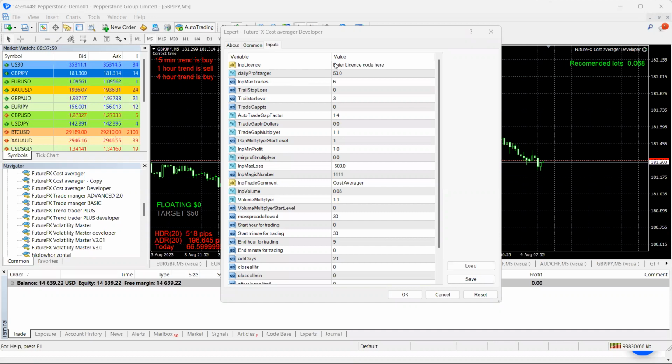Input license, you'll have to put in your activation key there as per the downloading and installing videos showing you how to do that. Input max trades. This is the maximum number of trades that you can have open on one pair at any one time. Okay, so you'll be able to have 5 open on just this one pair.